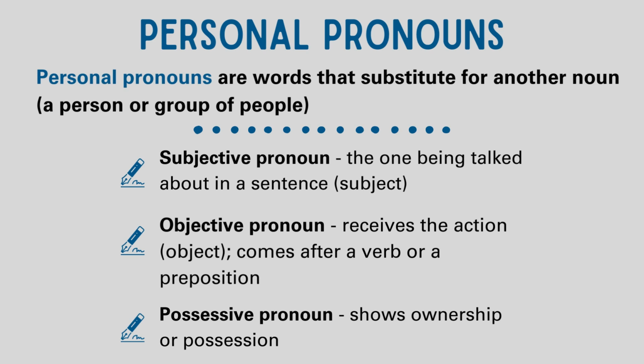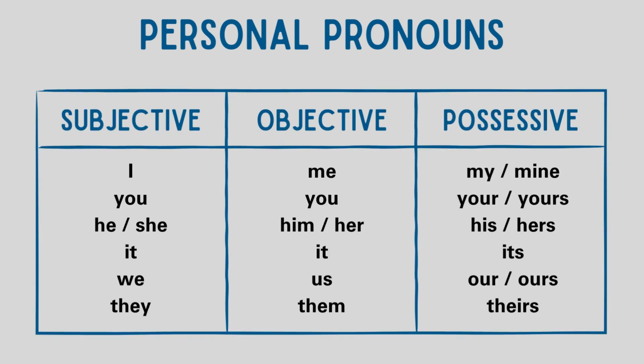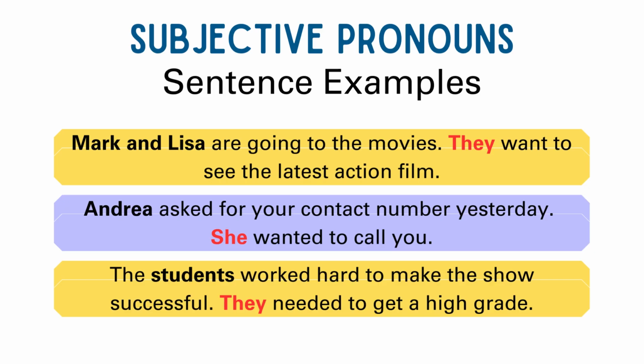Here are the different personal pronouns. As you can see, they change depending on the context. For instance, I if subjective, me if objective, and my or mine if possessive. Same with you, he, she, and it. For plural pronouns, we, then us, then our or ours, and they, them, and theirs.